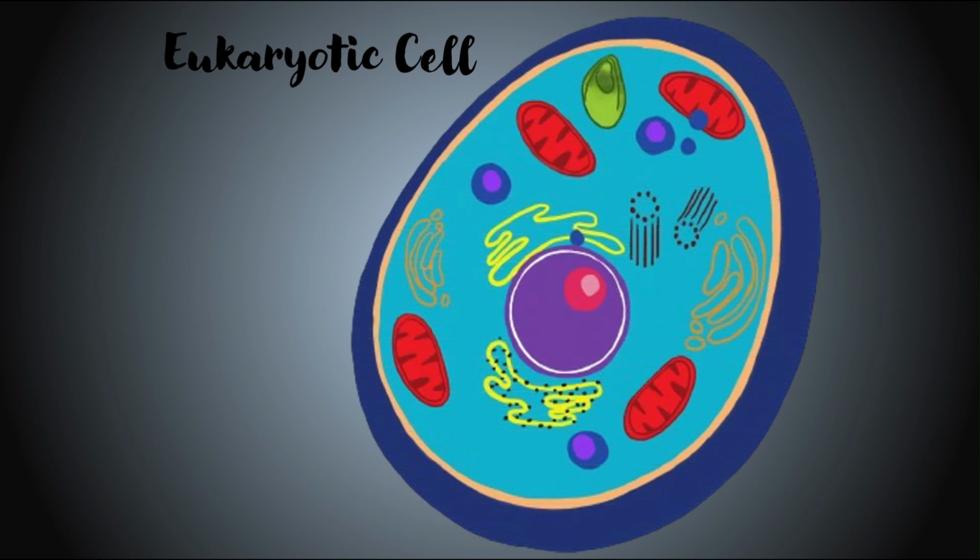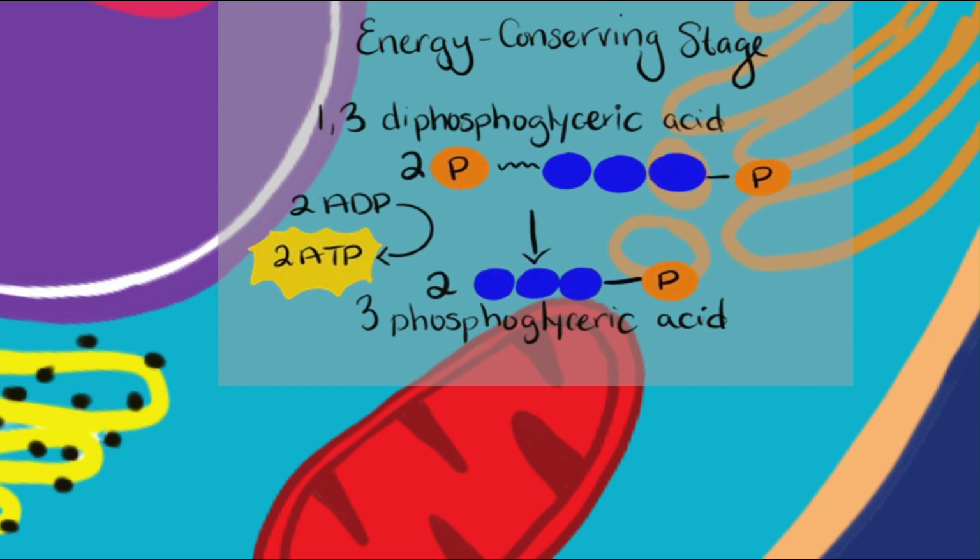In glycolysis, there are two examples that I want to discuss that show substrate level phosphorylation under the energy conserving stage. The first example here is 1,3-diphosphoglyceric acid. We have two molecules of that. Here you see that we have our phosphate group on each one with the high energy bond. When that bond is broken, the energy is released, giving two phosphate groups. The two phosphate groups will then attach to two ADPs, thus giving two ATPs. In the end, you'll receive two molecules of 3-phosphoglyceric acid.